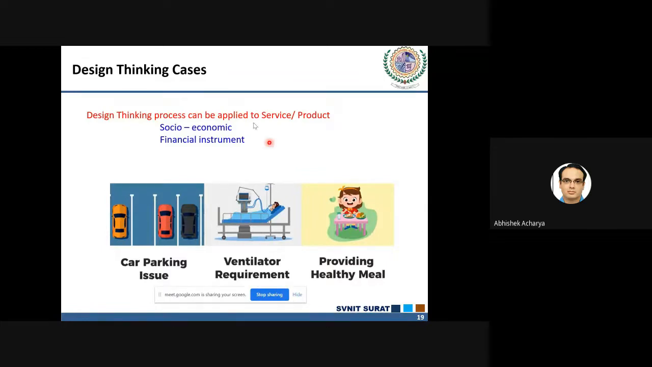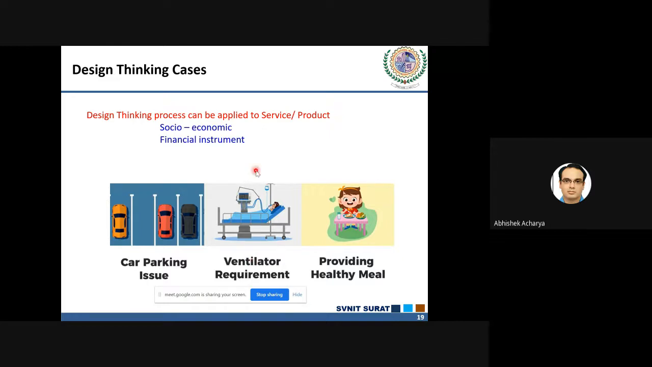For example, in metro cities, car parking is a big issue nowadays. In the city where I am living right now, Surat, the parking issue is very serious. One can solve this problem based on the design thinking process. Likewise, the ventilator requirement in the pandemic situation: a lot of work has been done in this direction, and I hope you have also come across some lectures on ventilators in the last 4 or 5 days.